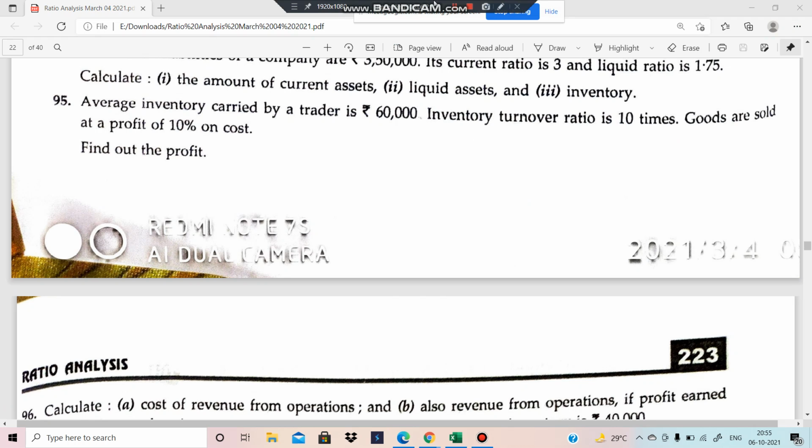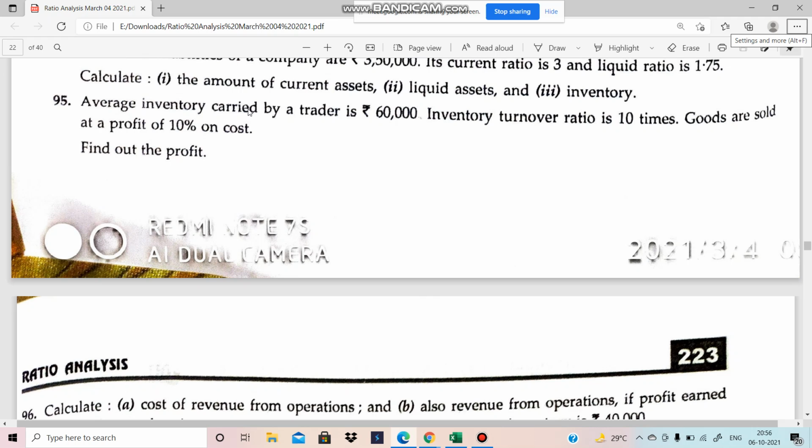Also see question number 95. The average inventory carried by a trader is 60,000. Inventory turnover is 10 times. Goods are sold at a profit of 10% on cost. Find out the profit. In the month of November, the exam will still be held. It is all about MCQs and small questions. So these questions are very important for the exam in November.